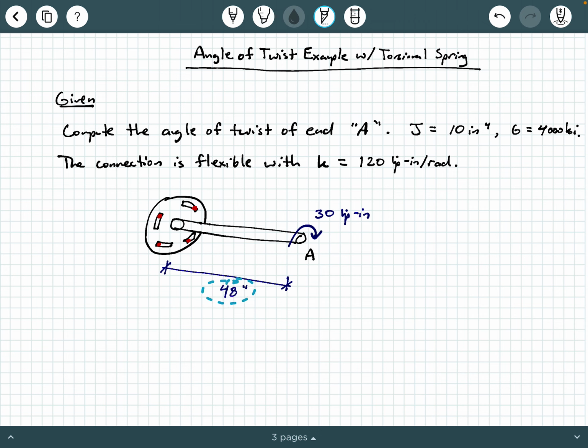at the end of this 48-inch long shaft, what's going to happen is the cross section of the shaft itself is going to twist, of course, but this connection back here, these slotted bolt holes, will also tend to rotate some based on this flexibility of the connection. Okay, so how do we solve this problem?